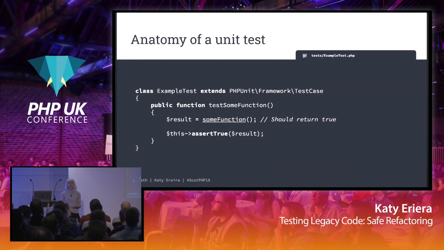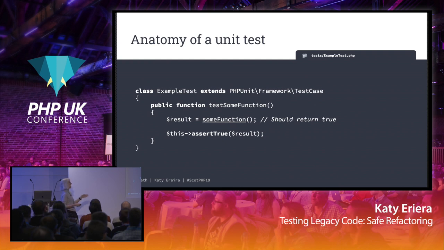So, a unit test. For people that haven't done much unit testing before, I'll briefly explain what a unit test looks like. A unit test is usually a class that extends the PHPUnit base test case. Inside this test class, we have a group of functions, and each function is a test. You usually have a test class that is testing one of your classes in your actual application, and then each function is testing each different behavior of that class.